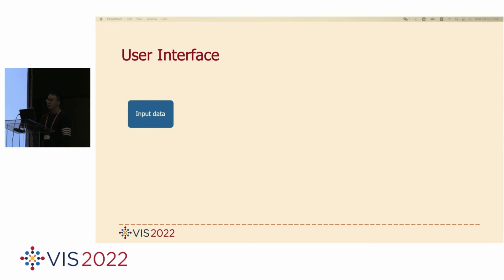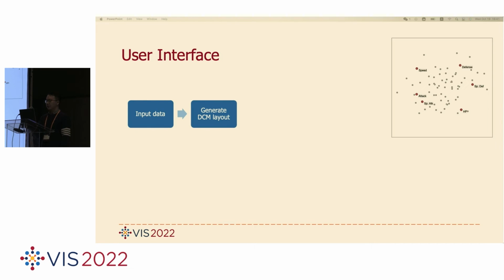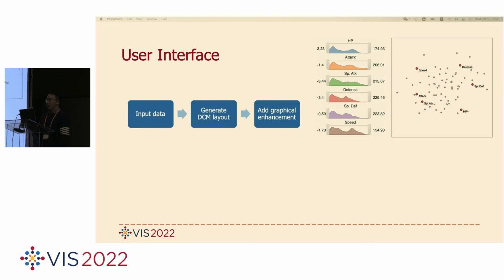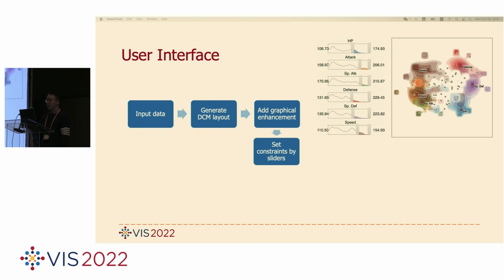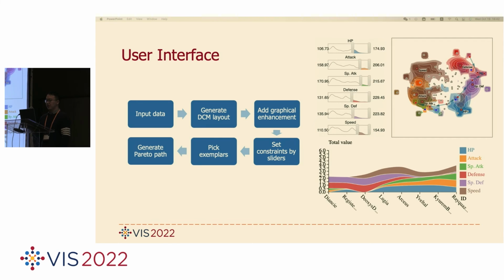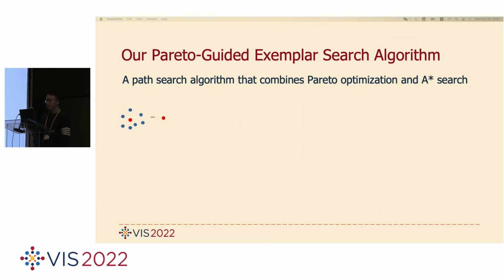The pipeline starts from inputting data, and then the interface will generate the data context map layout. Next, users can pick a graphical design based on their needs and set constraints by sliders. After that, the user can explore the map and find exemplars. In addition, we also devised a Pareto algorithm that explores directly from the original data space to find exemplars. It is used as a benchmark for user selections in the user study described later on.